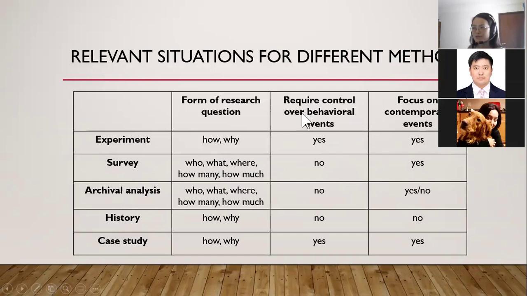The second rule is requiring control over behavioral events. So how much control you can have over the events you are observing. Case study, yes. History, no, because you have no control over the past. You are mainly dealing with the dead past, right? Archival analysis also usually deals with meeting notes, for instance, past literature, past news reports, this kind of thing. Survey also, no. Experiment, yes.